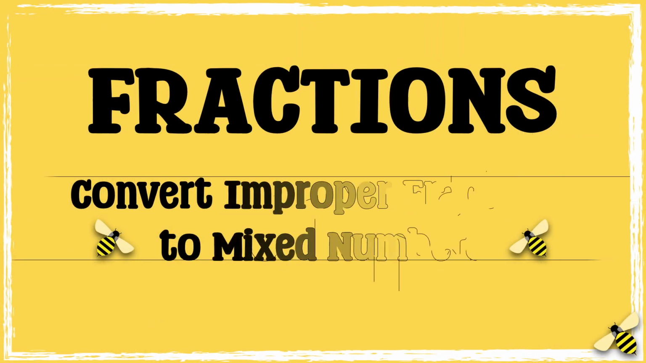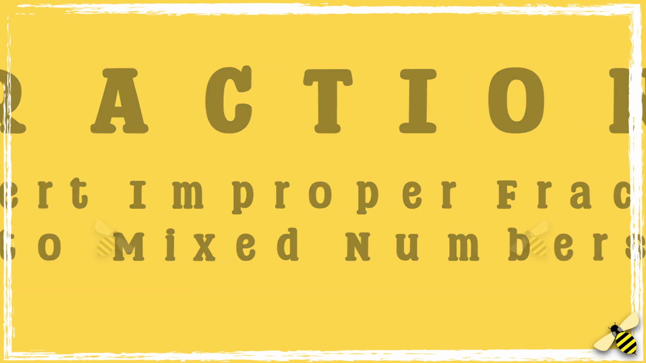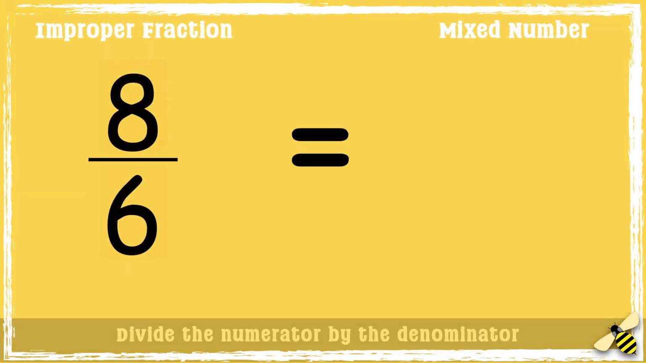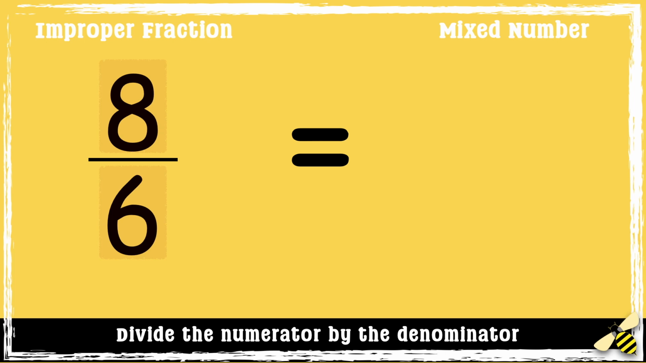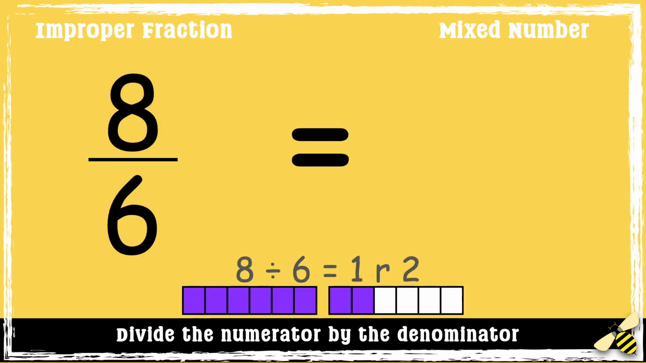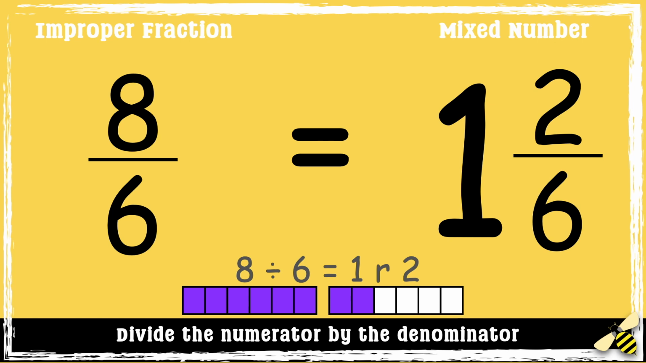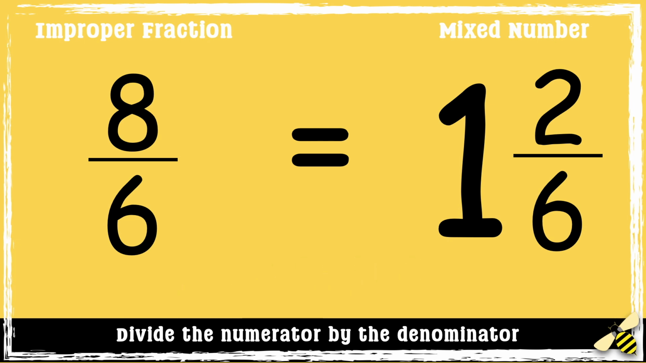In this video, we're going to convert improper fractions to mixed numbers. So when we convert improper fractions to mixed numbers, we have to divide the numerator by the denominator. So 8 divided by 6 equals 1 with 2 left over. So we have 1 whole and 2 sixths left over. So 8 sixths is equal to 1 and 2 sixths.